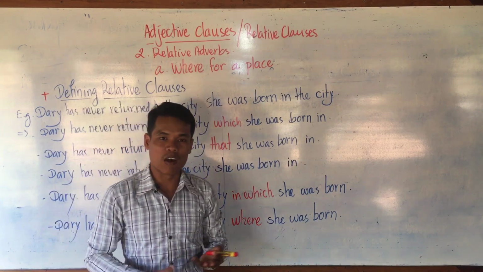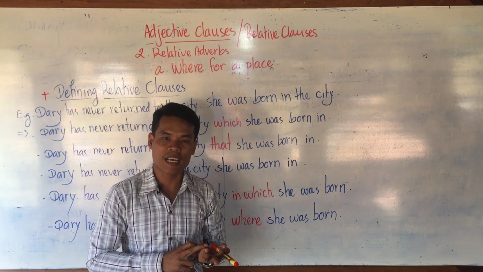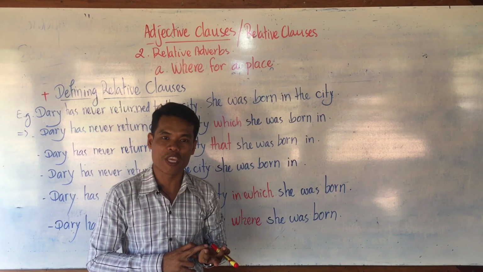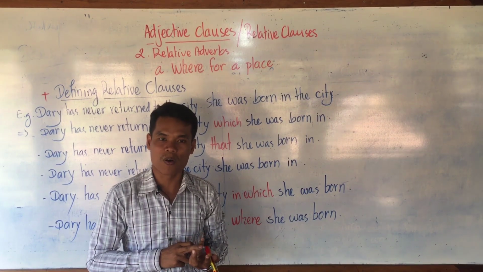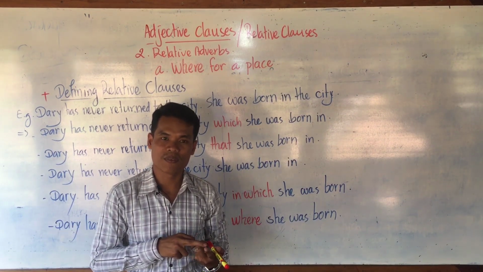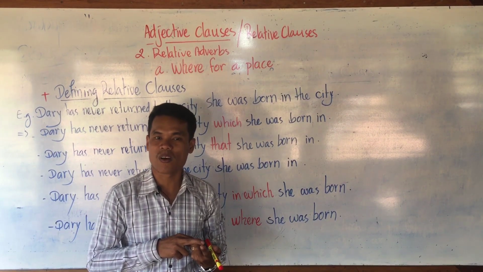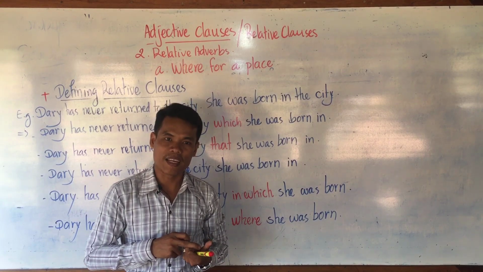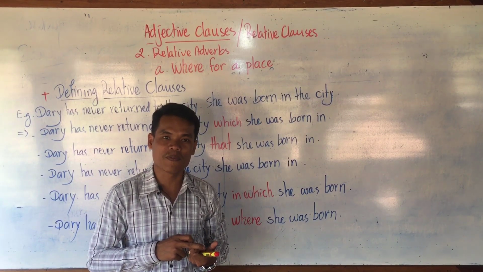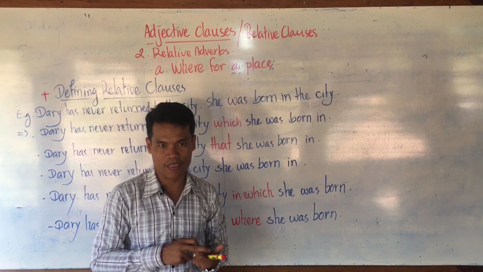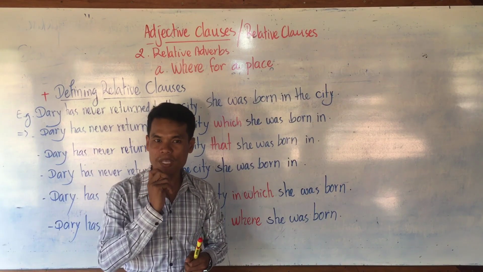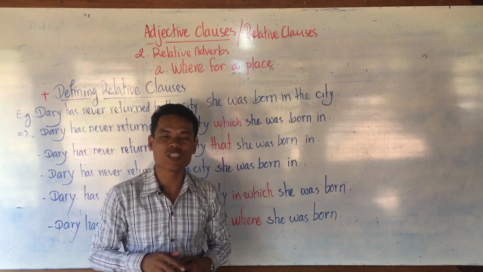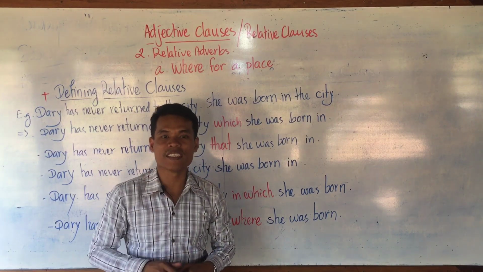In relative pronoun, who functions as a subject and object for people. Whom functions as the object for people. Which functions as a subject and object for things. That functions as a subject and object for both people and things. And whose plus noun for position. So it means that each relative pronoun has its function.